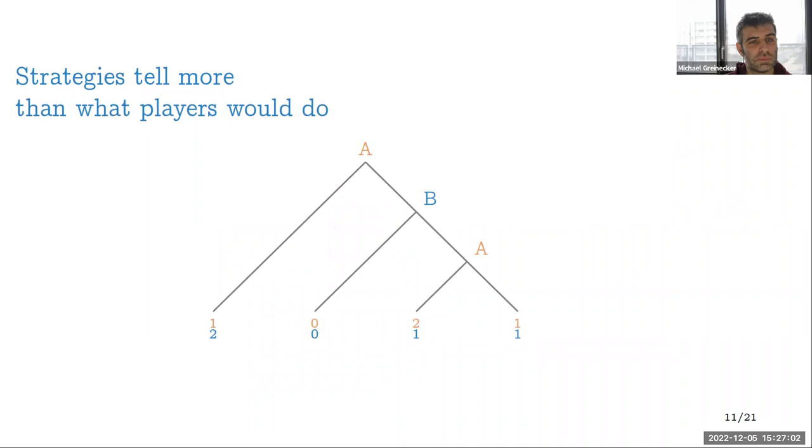Because strategies contain a lot of additional information. Suppose you have an undergraduate game theory course, and there's an assignment for this little game to find a Nash equilibrium which is not subgame perfect. And a student comes with a solution that N plays left here and Bob plays left here, and that's the solution.